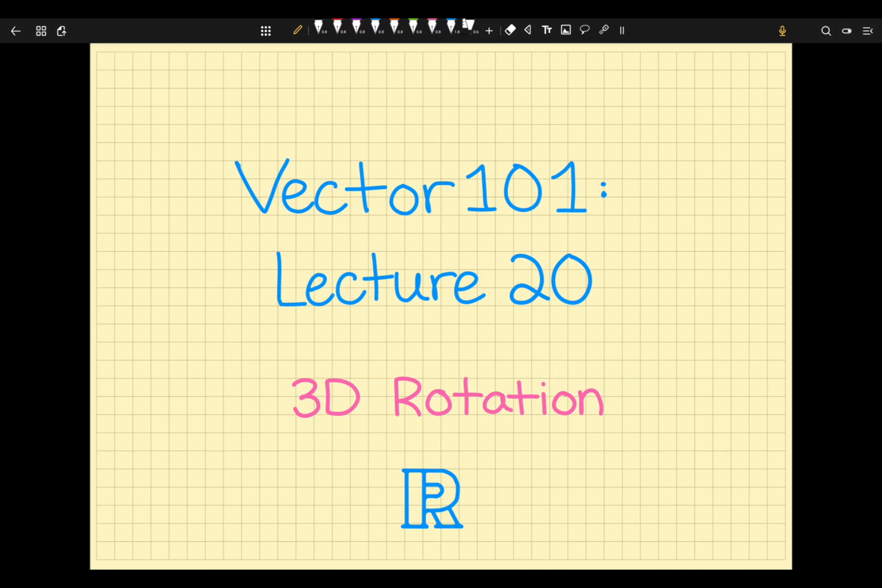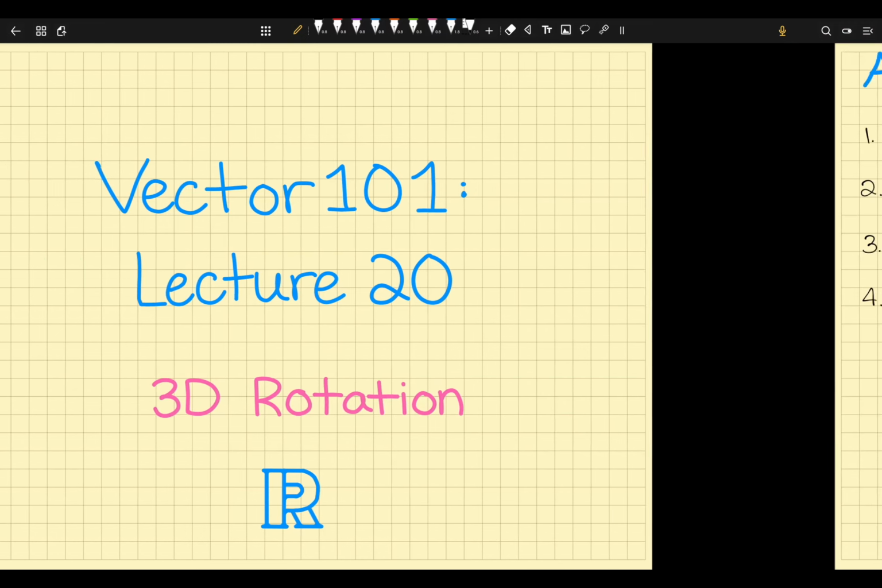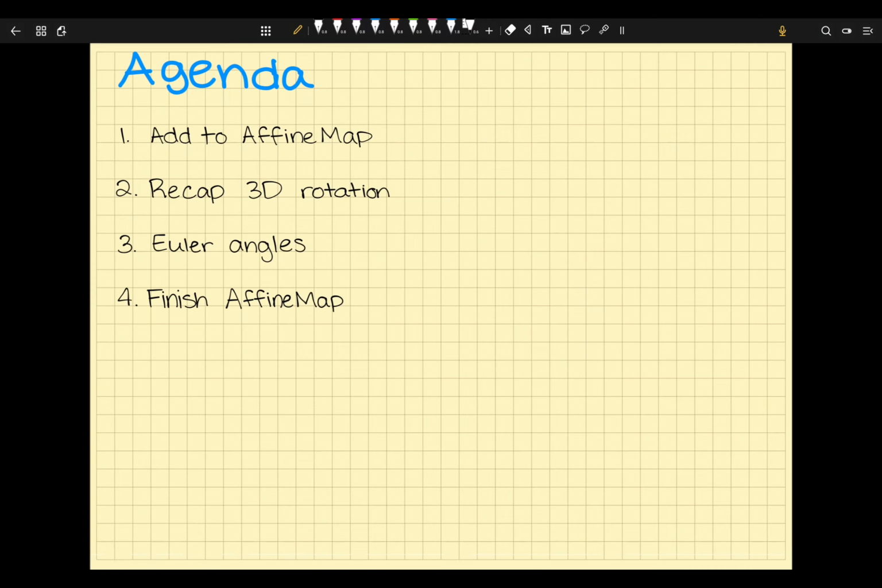This is lecture 20 of Vector 101. And we're going to be continuing our discussion of 3D rotation from Monday. But before we get into that, we're actually going to revisit the affine map class that we started writing last week, just to sort of refamiliarize ourselves. And then we'll recap 3D rotation.